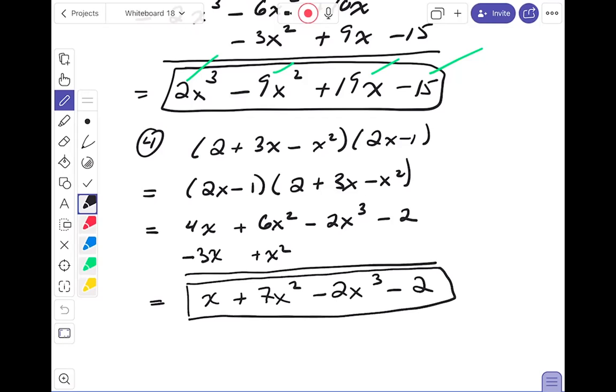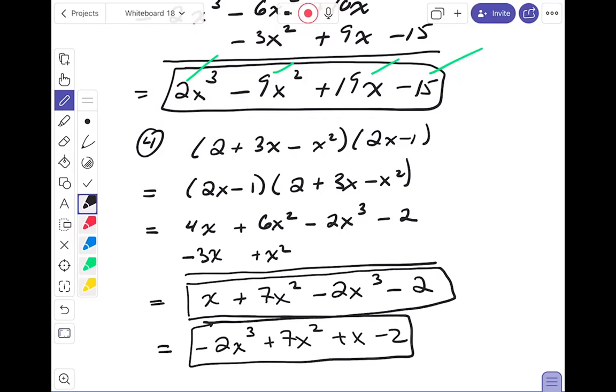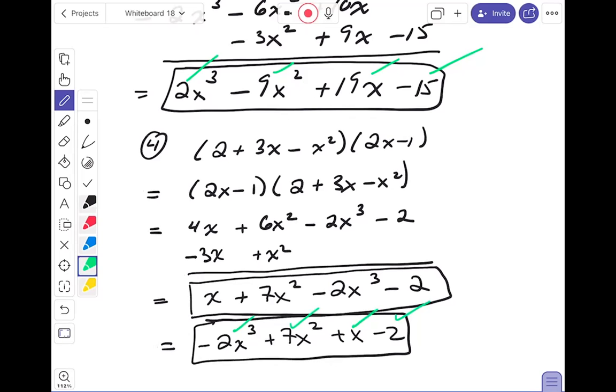There's nothing wrong with the way this is written. Some people want to write it in order, though. You don't have to. Let me write it in order for you. Minus 2x cubed plus 7x squared plus x minus 2. Let's look at the answer key. What's the answer key say? Well, I'm seeing this, I'm seeing this, I'm seeing this. And I'm seeing that. All right, let's keep going.